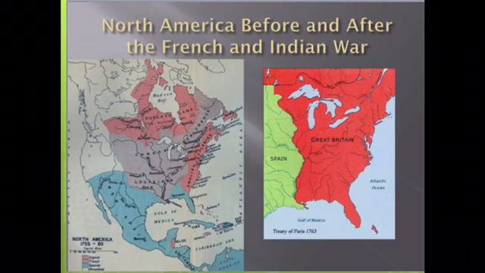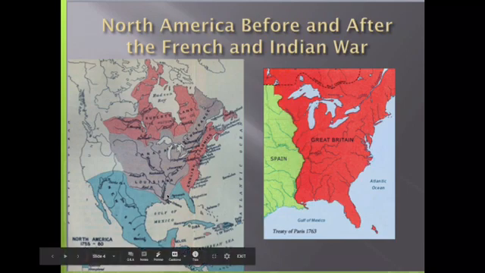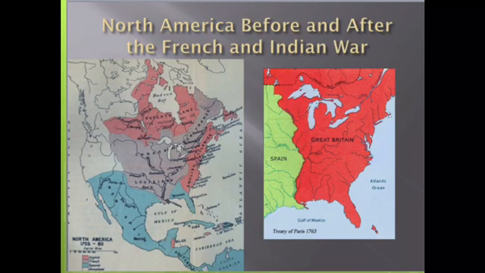Okay, so North America before and after the French and Indian War. If we look here to our left, we can see right here in the red the original 13 colonies run by Great Britain. Spain is controlling Florida and some of the southern part of North America. And then this purplish-grayish land right here is French land. It's land known as New France.